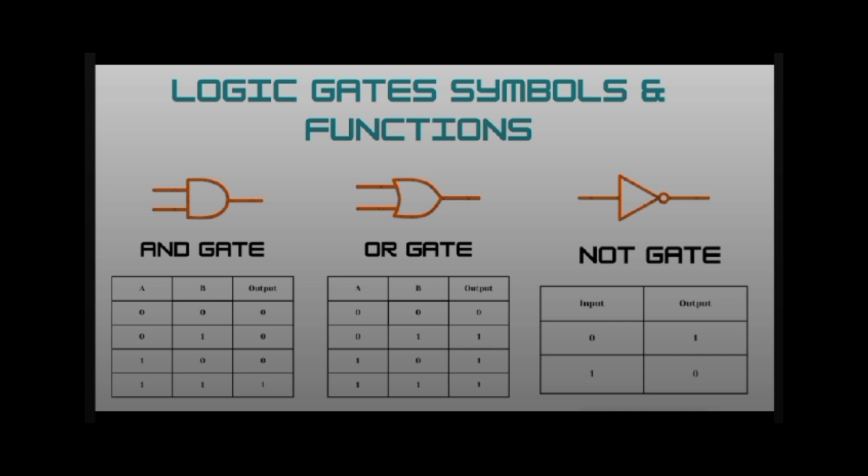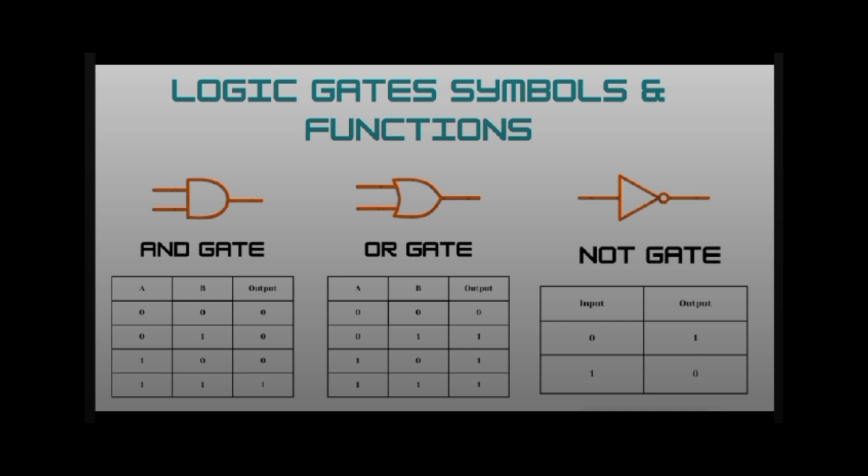AND gate. An AND gate has two or more inputs and produces an output of 1 only if all inputs are 1. If any input is 0, the output will be 0. OR gate. An OR gate also has two or more inputs and produces an output of 1 if at least one of the inputs is 1. The output is 0 only when all inputs are 0.